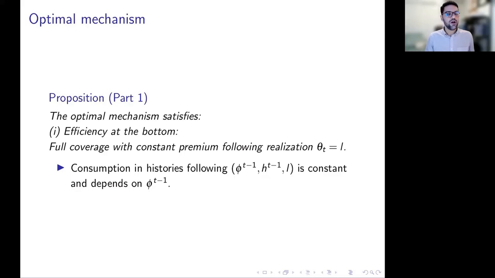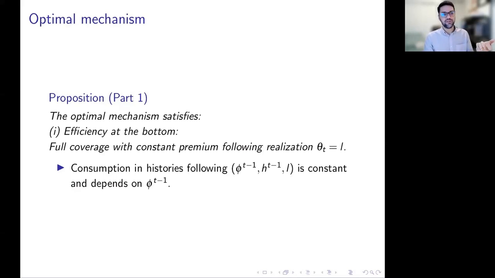I would say this is not too surprising. Typically, in binary problems, we're going to have efficiency on one of the two sides. And here, efficiency is not just from a static perspective; it's from the perspective of continuation contracts. So you shouldn't think of this as a very surprising outcome.